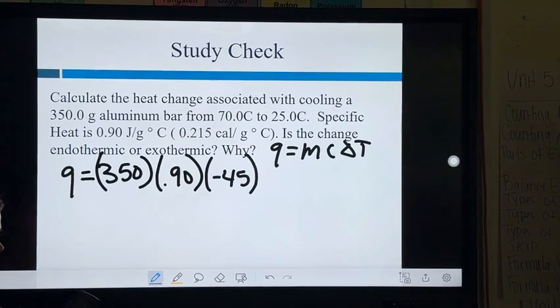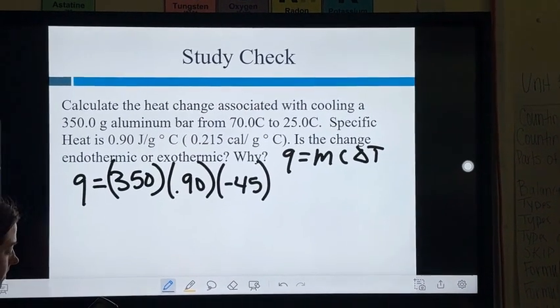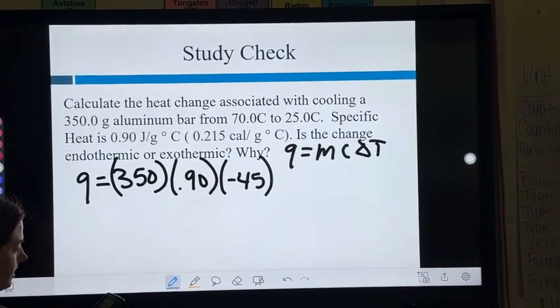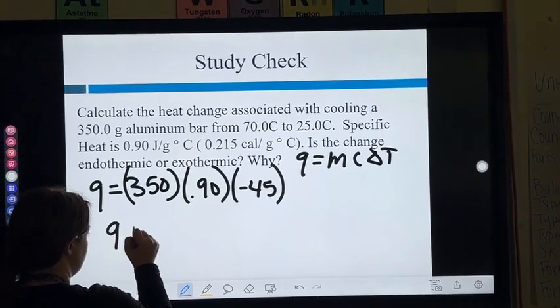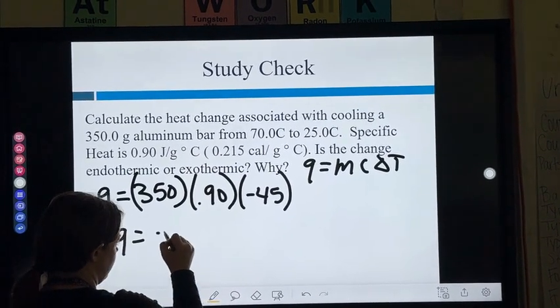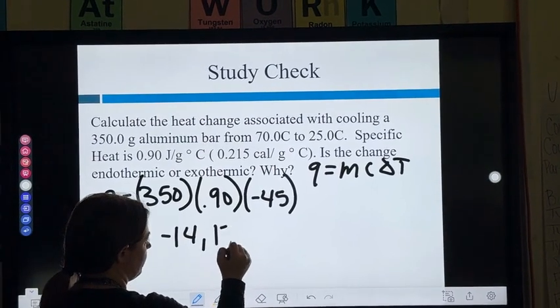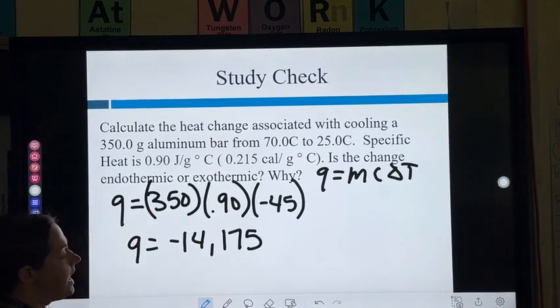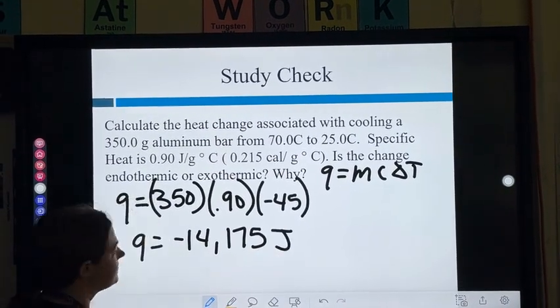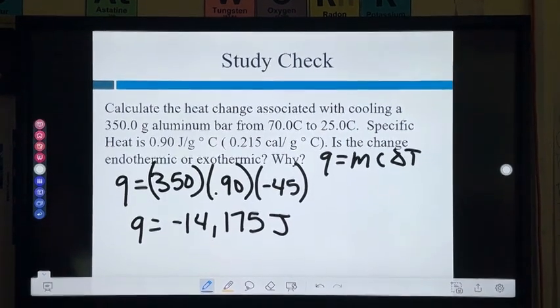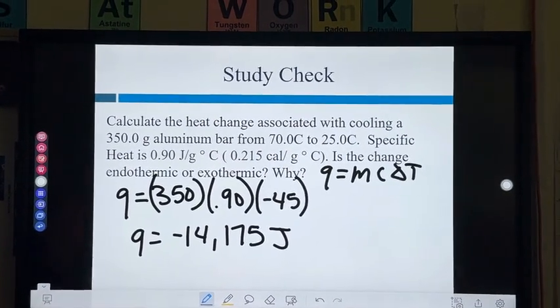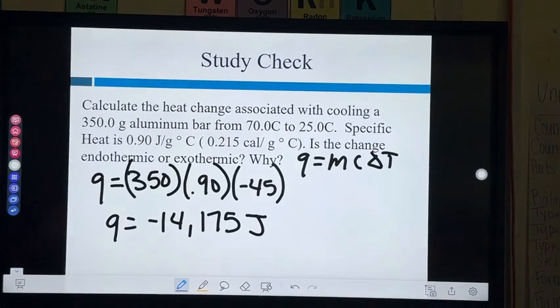So then we can multiply and we get Q equals negative 14,175. And that'll be in joules. And since Q is negative, we do know it's exothermic. So make sure you do a few more practice problems and ask your teacher if you need help.